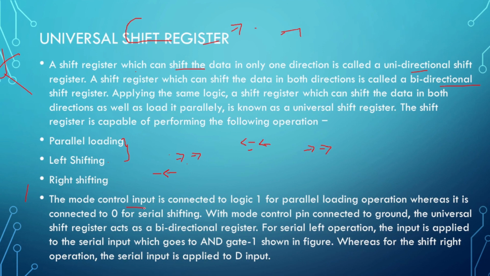The mode control input is connected to logic 1 for the parallel loading operation, whereas it is connected to 0 for serial shifting. With the mode control pin connected to one and the other control pin connected to ground, the universal shift register can act as a bidirectional register. It means it can transfer the data in both directions, left side as well as right side. For the serial left operation, the input is applied to the serial input which goes to AND gate 1, whereas for the shift right operation, the serial input is applied to the D input.